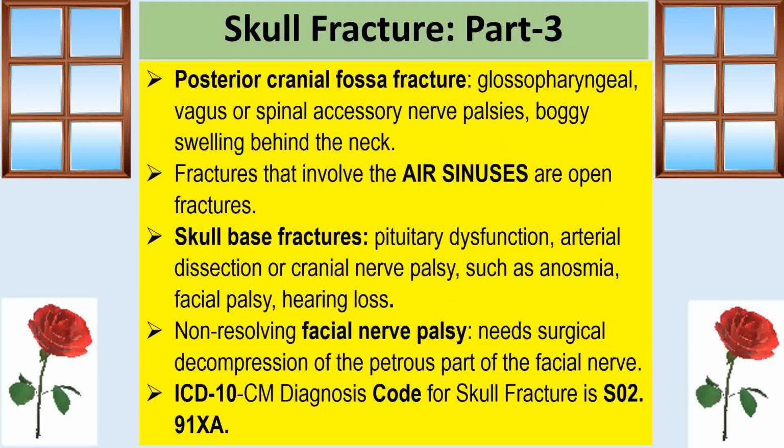Posterior cranial fossa fracture can lead to glossopharyngeal, vagus, or spinal accessory nerve palsies and a bulky swelling behind the neck. Linear undepressed fractures of the skull vault are managed conservatively. Traumatic cranial neuropathies usually can be managed expectantly. Fractures that involve the air sinuses are generally managed as open fractures. Blind nasogastric tube placement is contraindicated in these patients.